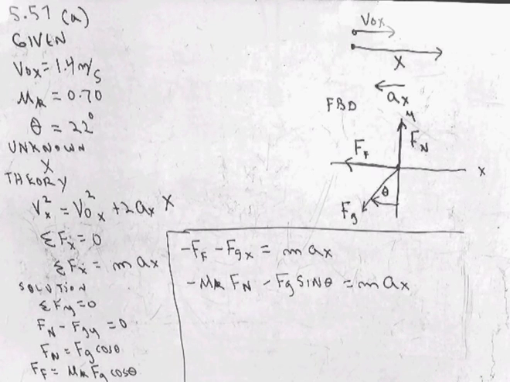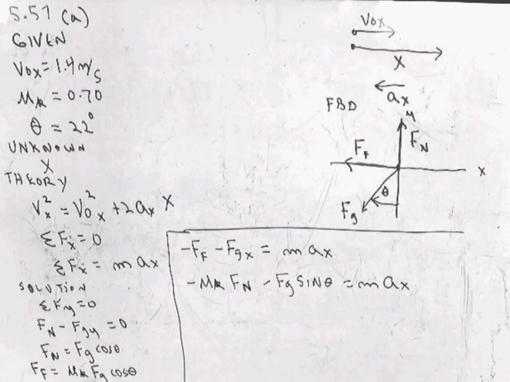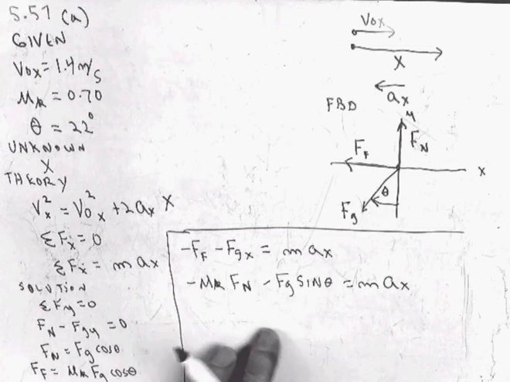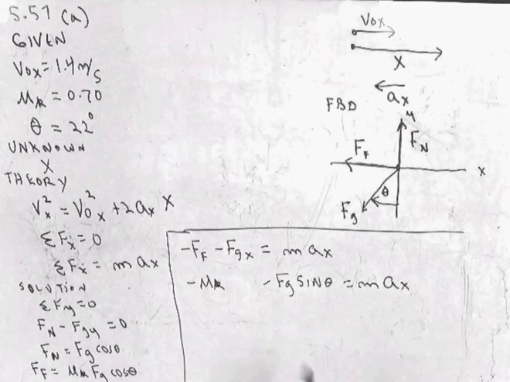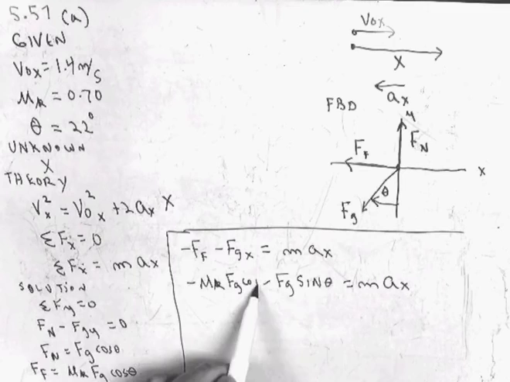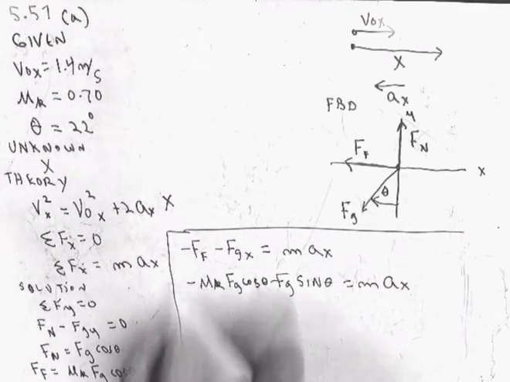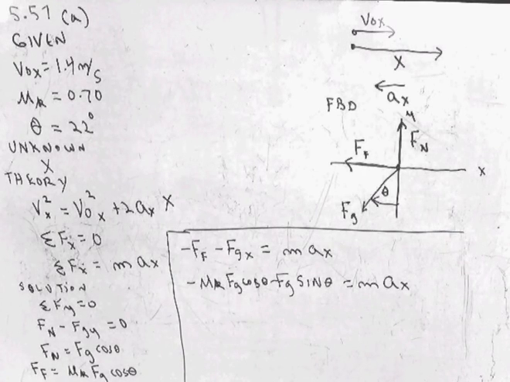We can plug in the Fg for Fn. As a matter of fact, we already have it down here, so I'm going to go ahead and put Fg cosine theta. Like that. That's supposed to be a minus sign right there. Okay. So there we go.